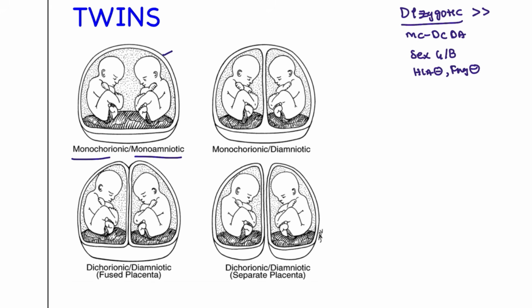So outside there is only one chorion, and inside also there is only one amniotic sac. This will be presented if the division happens at less than 9 to 12 days. So this is the presentation the babies will be having. Okay, this is how they are going to have.